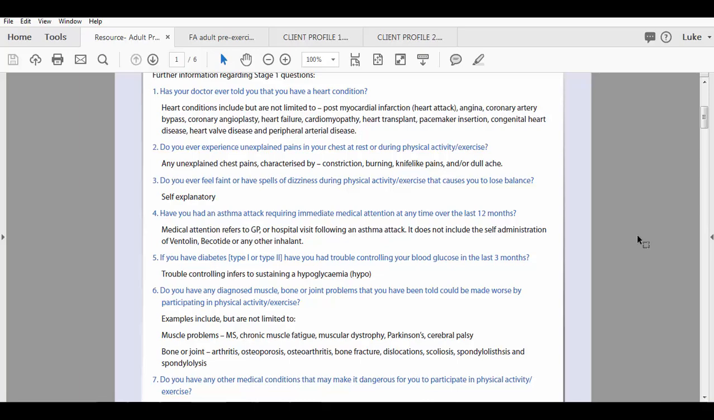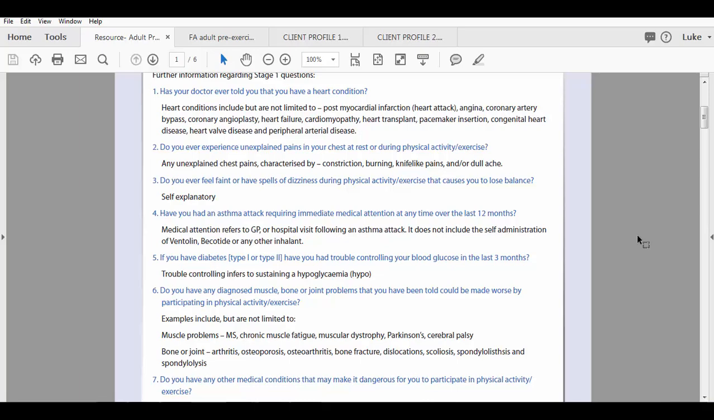It does not include the self-administration of Ventolin or anything like that. So again, yes or no. Specifically, if you've been to the GP or hospital as a result of an asthma attack. If you have diabetes type 1 or type 2, have you had trouble controlling your blood glucose in the last 3 months? So here, yes or no.